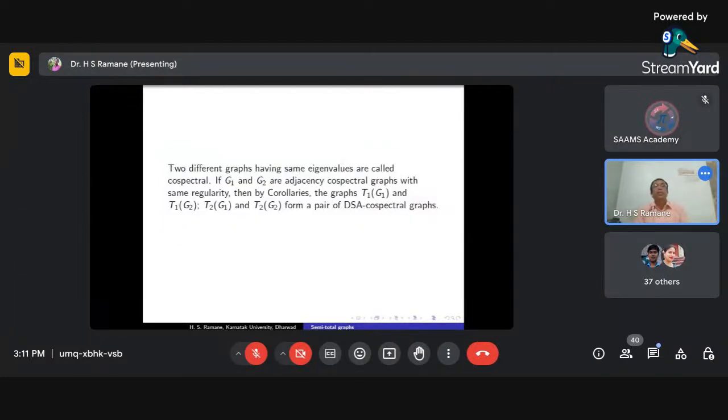From this result, we can observe that two different graphs having the same eigenvalues are called cospectral. So if G1 and G2 are adjacency cospectral with the same regularity, then by the above results, the graphs T1G1 and T1G2, or T2G1 and T2G2, form a pair of DSA cospectral graphs, provided G1 and G2 are adjacency cospectral. If they are adjacency cospectral, then the semi-total line graph as well as the semi-total point graph are also cospectral with respect to the DSA matrix.